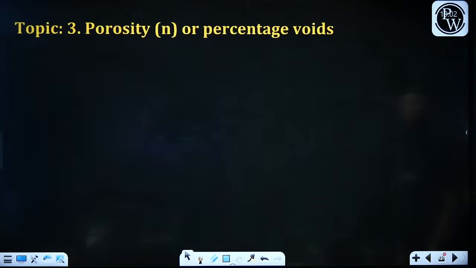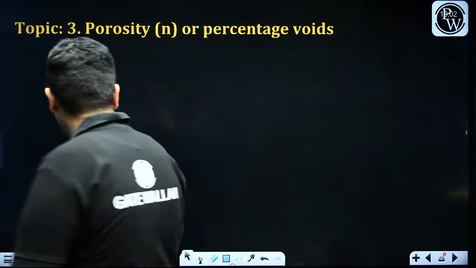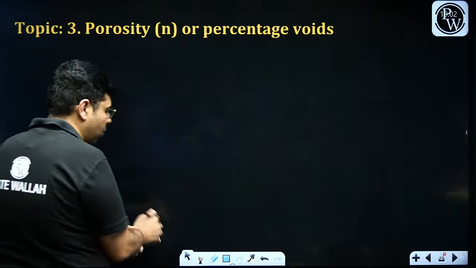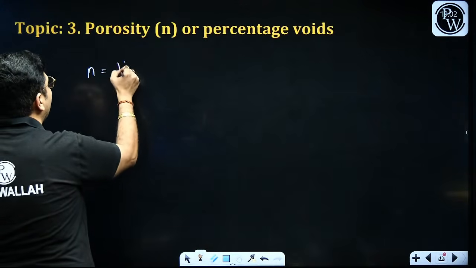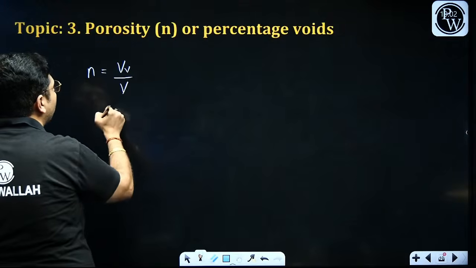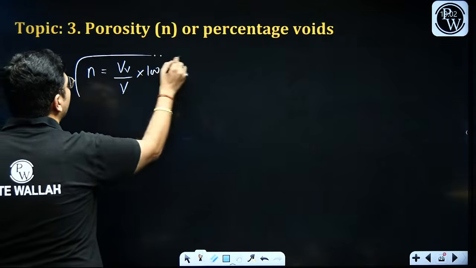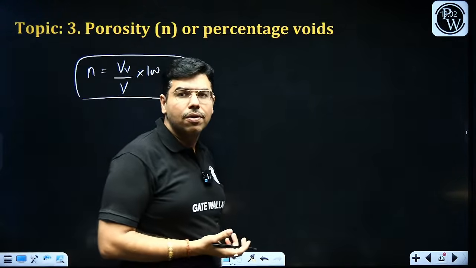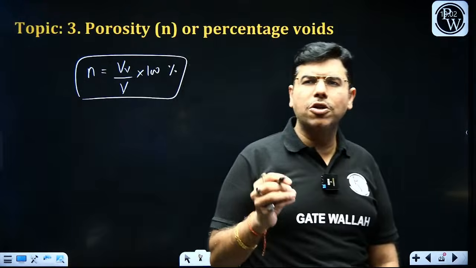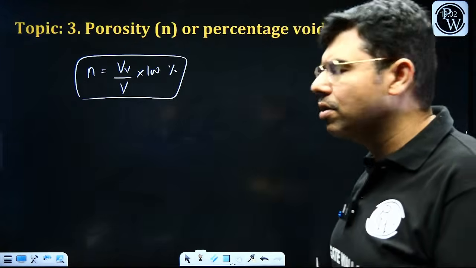Third definition, my dear friends, is about porosity or percentage voids. How would you define porosity of a soil or percentage voids? Porosity is volume of voids divided by total volume. If you multiply by 100, you will get your answer in percentage. This is percentage voids. It tells me how much percentage of total volume is occupied by the voids.